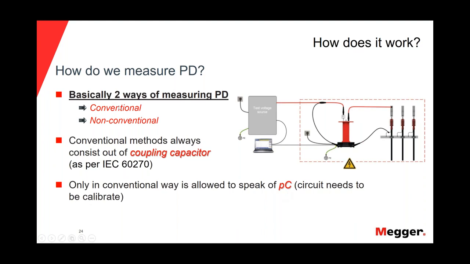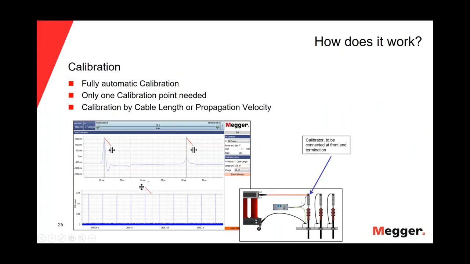But only in the conventional way, we will need to calibrate the circuit. And when we calibrate the circuit, what we do is put a calibrator at the beginning of the cable. We will inject a PD pulse in the cable. And what will happen is that the energy of the PD pulse we injected with the calibrator will split in two. The first part of the energy will go straight back to the coupling capacitor, and the second part of the energy will go all the way to the end of the cable, and then will go back to the coupling capacitor.